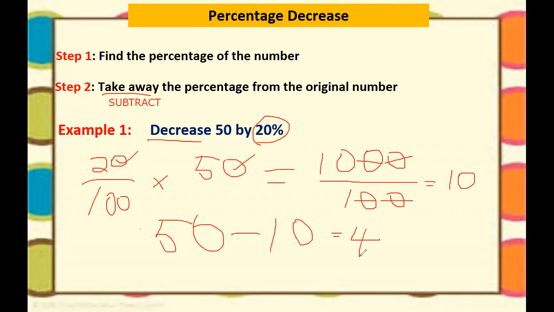Do you think our original number decreased? Yes, it became 40 instead of 50. Don't forget, don't use 20% to subtract the 10. Okay, no, it should be the amount, the number, not the percentage. Keep that in your mind. Okay? Let's move to another example.